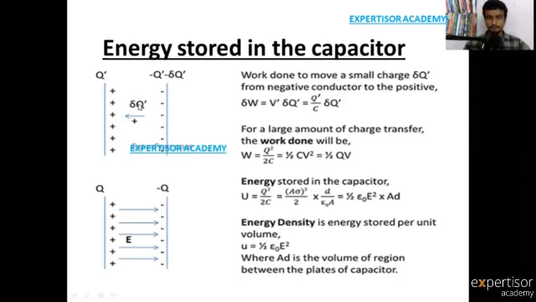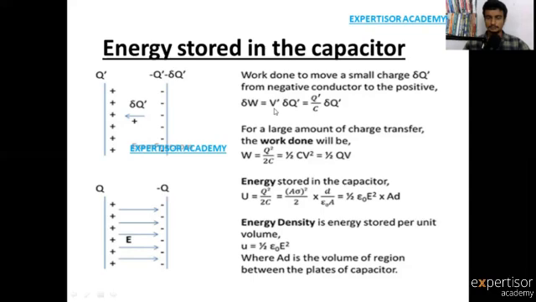That means work is done on the capacitor. Here a small amount of charge is moving from negative to positive, so a small amount of work is done. This small amount of work is delta W, which is equal to V dash into delta Q dash. V dash is the potential difference between these two conducting plates.